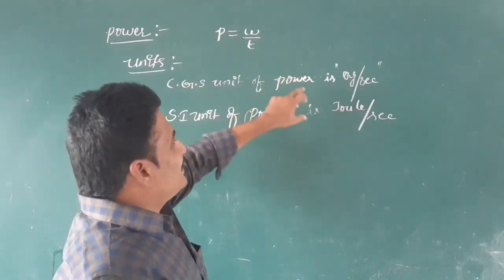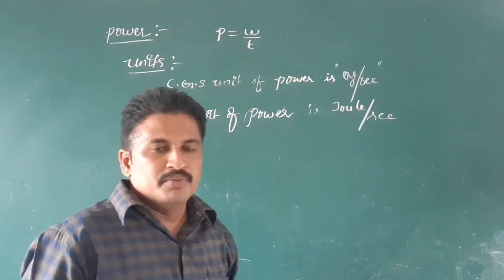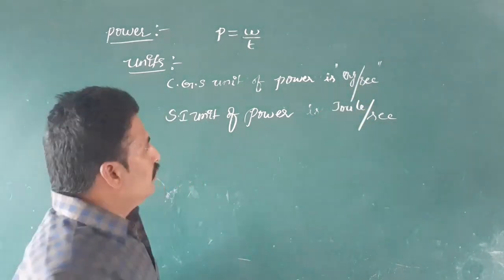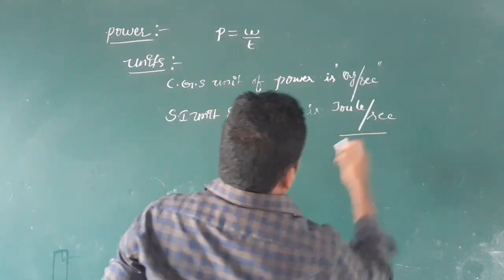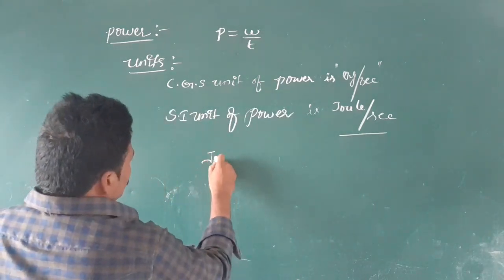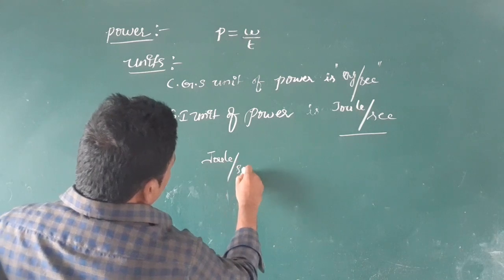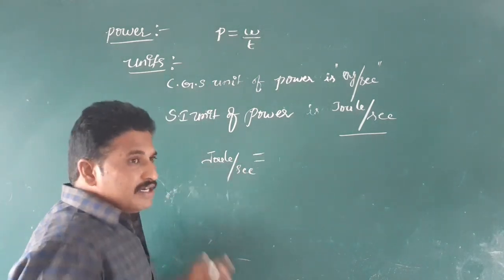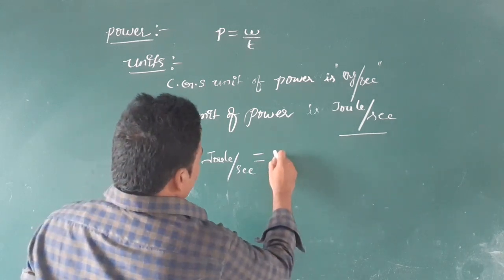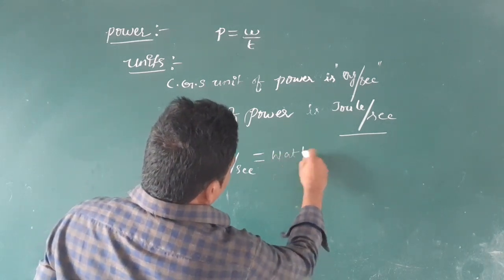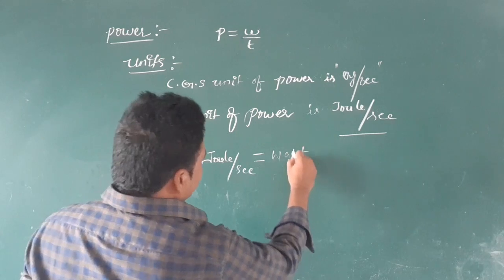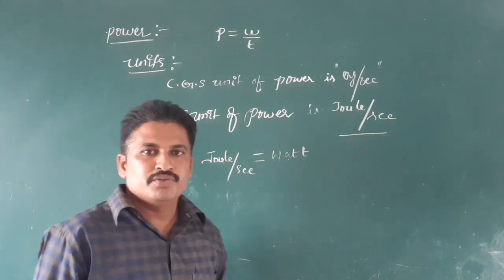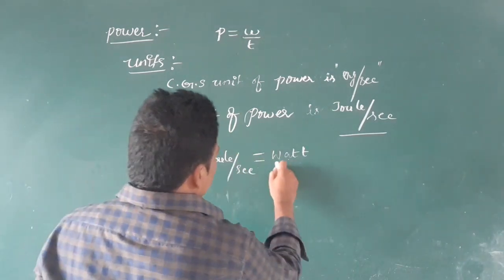Whether it is CGS or SI or MKS, whatever the system may be, the unit of time is the same, that is second. And students, remember this one, joule per second is the unit of power in the SI system. The term joule per second is represented as watt, W-A-T-T, watt. This is the SI unit of power, students. SI unit of power is watt.